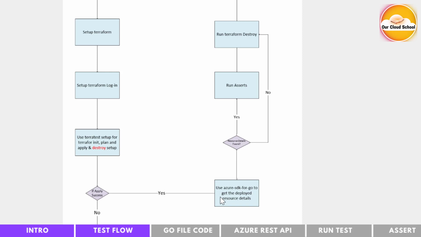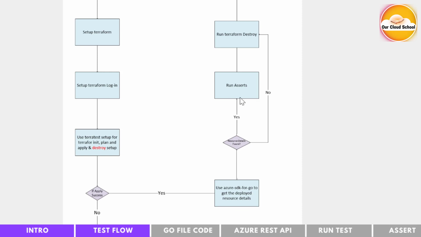So it will get the details of a particular resource. It will return a JSON if a resource is found, which obviously it is going to find because we have just now created it with our code. If it is not found, then it will simply run the destroy command, which will destroy the resource.